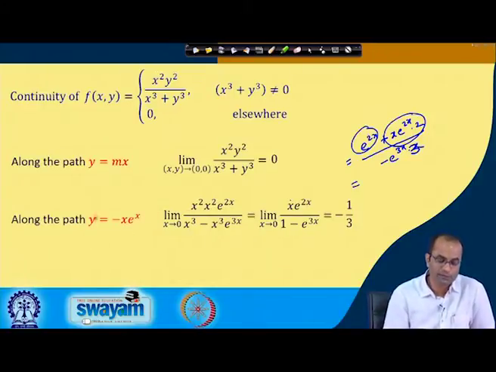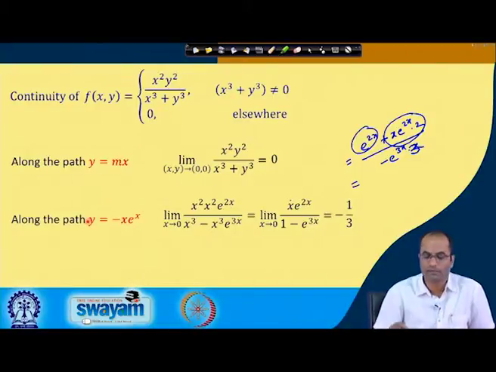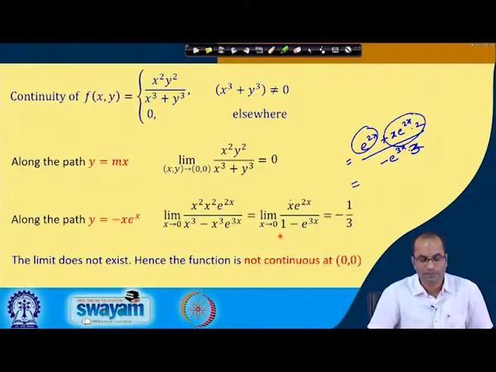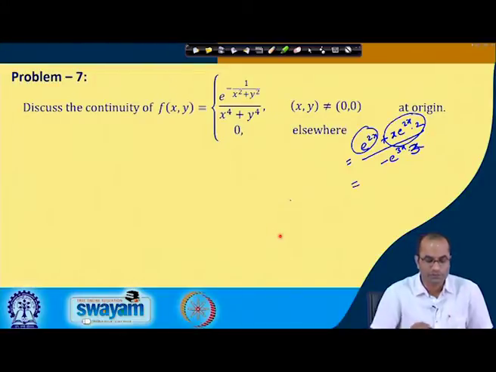Again, this path is going to 0. We have taken a very special path to show this. This is a very typical example and it is difficult to realize that along this path we will get a different limit, but this proves that the limit does not exist, and hence the function is not continuous at 0 0.